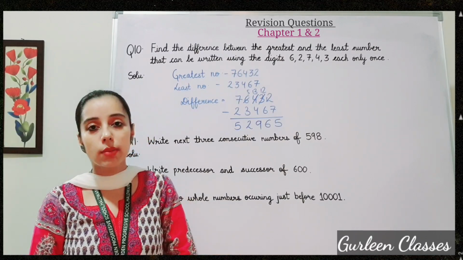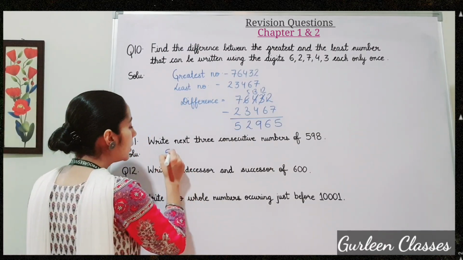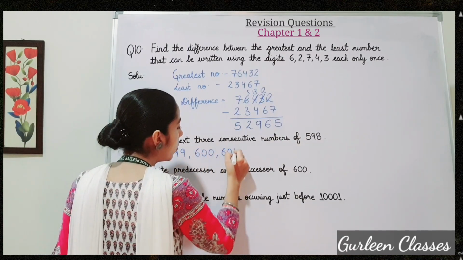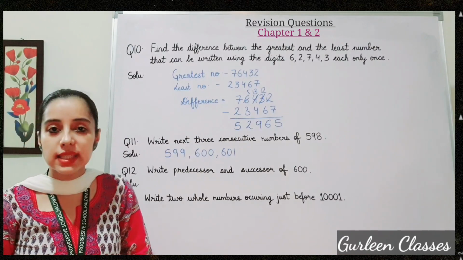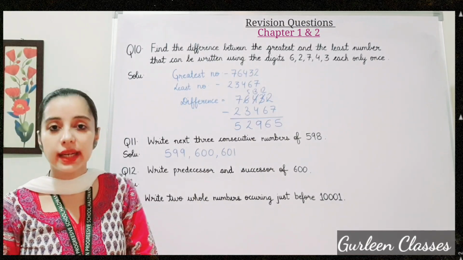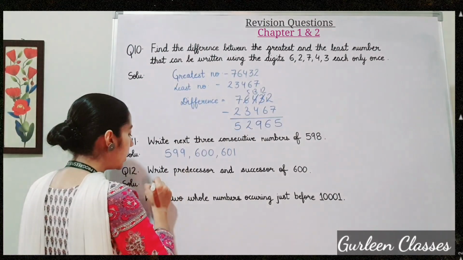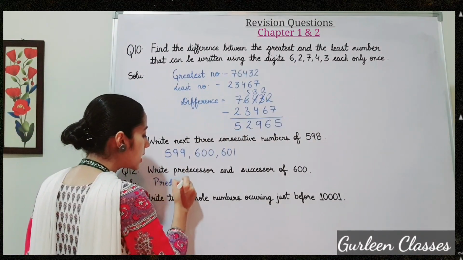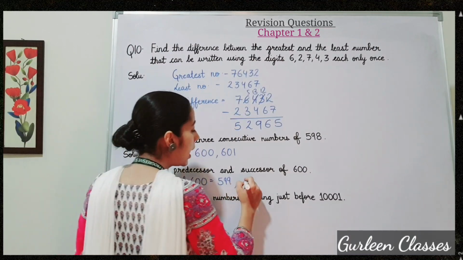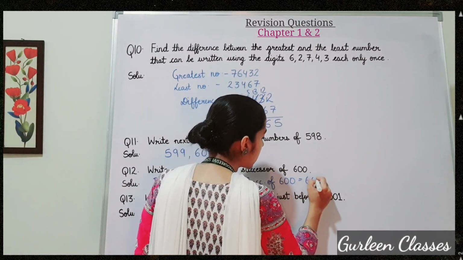Next 3 consecutive numbers means the next 3 numbers after this. 598, then 599, 600 and 601. Question number 12. Write the predecessor and successor of 600. Predecessor is just like before, minus 1, and successor is like after, plus 1. So the predecessor of 600 will be 599, and the successor of 600 will be plus 1, that is 601.